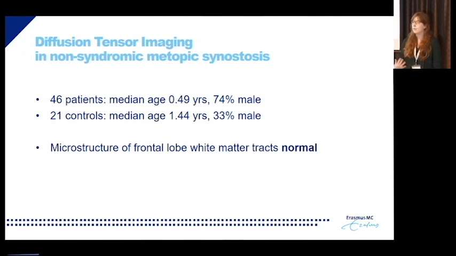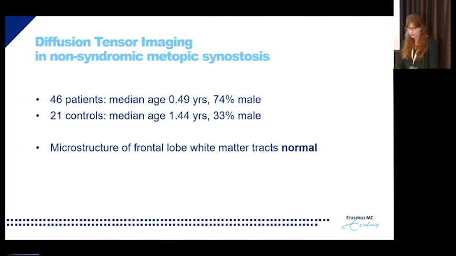To gain insight into the pathophysiology of both metopic synostosis as well as these neurodevelopmental disorders, we use DTI as well as brain volume measurements. For the DTI study, we included 46 non-syndromic metopic synostosis patients, all under the age of 2, who are not yet operated. We compared them to 21 healthy controls of a similar age, and we found that there was no significant difference in microstructural properties of the major frontal lobe white matter tracts. This is where, if there were a mechanical constraint, we would expect the largest difference given the deformed head shape in metopic synostosis.